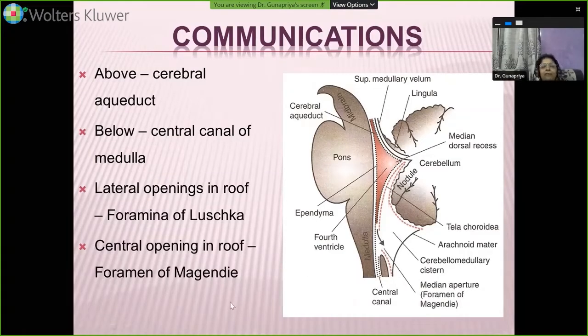So these are the five communications of the fourth ventricle. To reiterate once again quickly: above, cerebral aqueduct; below, central canal; laterally, foramina of Luschka in the roof; and in the midline, on the roof, you have the foramen of Magendie.